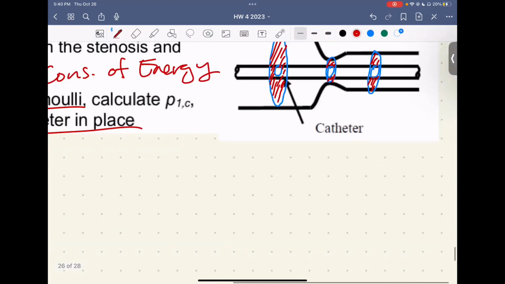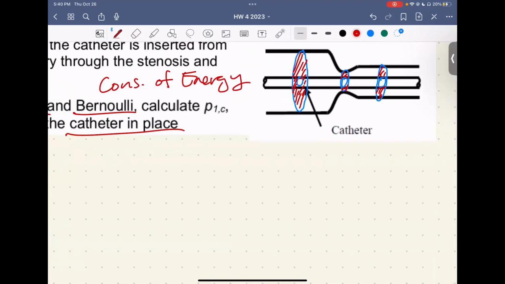So how do we go about calculating these cross-sectional areas? Well, first, let's write it out. A1 comma C, one catheter. So this is 0.1, this is 0.2, 0.1, 0.2, 0.3. I put a dot just to not make it look like pressures, but yeah, great.